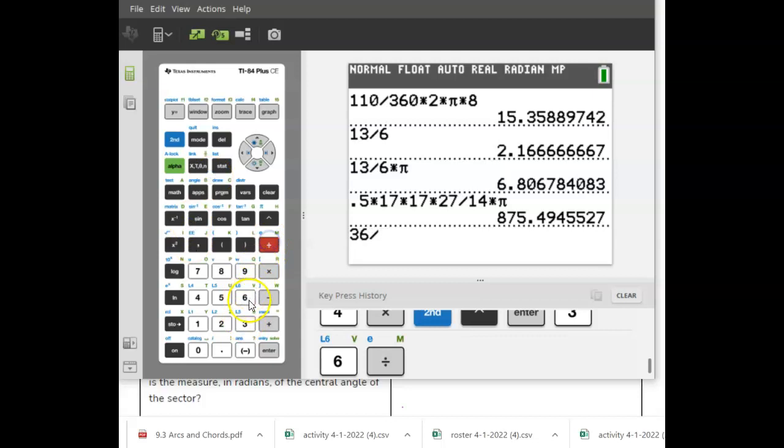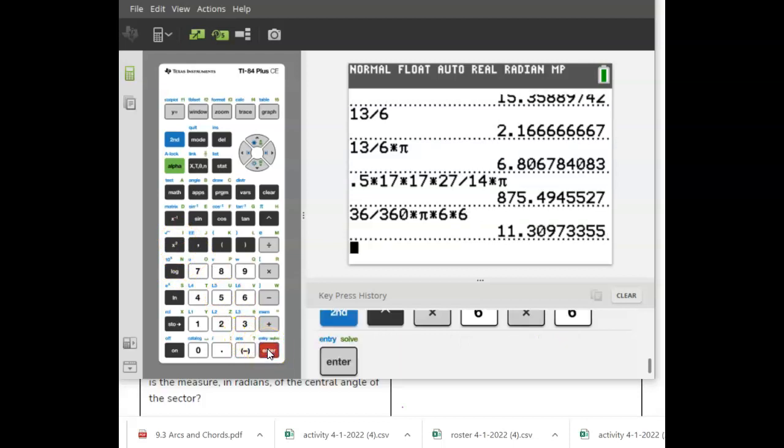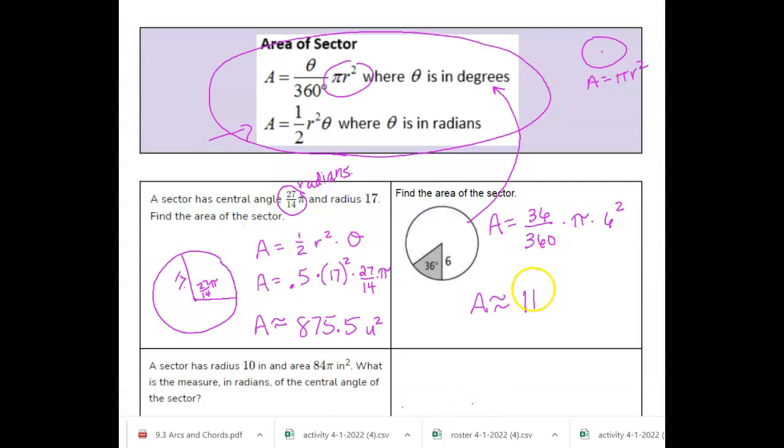So 36 divided by 360 times, I'm going to use my pi button, pi, times 6 squared. So 6 times 6, or 6 and then the squared button. And so I got 11.3. And that's the area of that shaded region. It's not a very big one, not a very big circle, 6 inches.